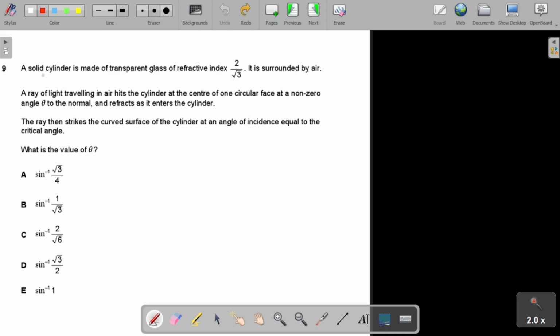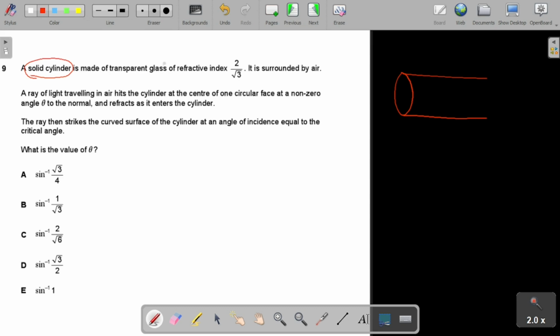This question says a solid cylinder. First of all, please take care. This is a solid cylinder, and understand the meaning of solid cylinder: that it's filled with some material from inside, right? So there is a solid cylinder.